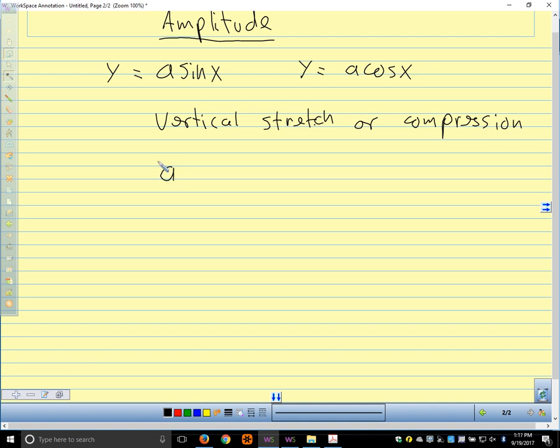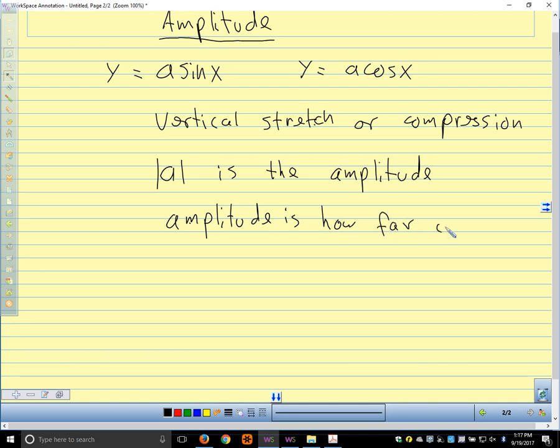We call the absolute value of A the amplitude. We want our amplitude to be positive. And the amplitude tells us how far up or down from the axis. When we're not shifting our function, it's the x-axis, but otherwise it's going to be the axis that we go. That's our equilibrium position, or what our zero is. So amplitude is how far up and down from the axis the graph goes.